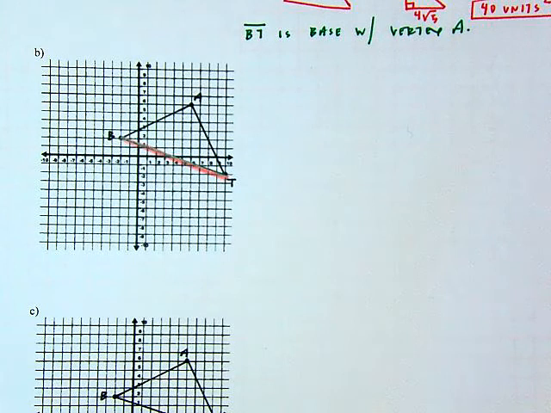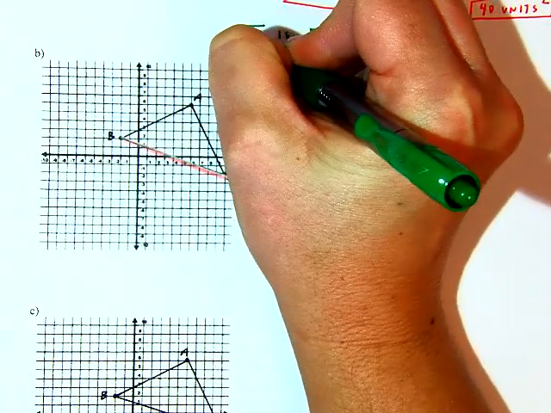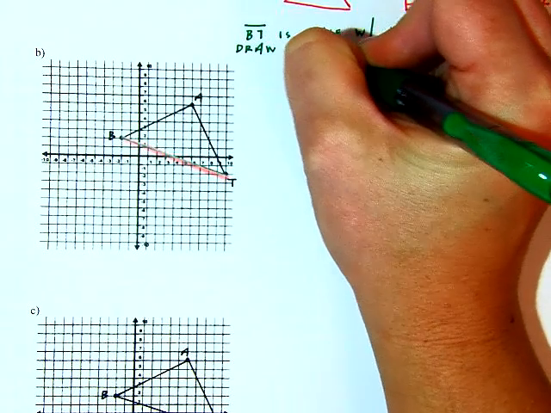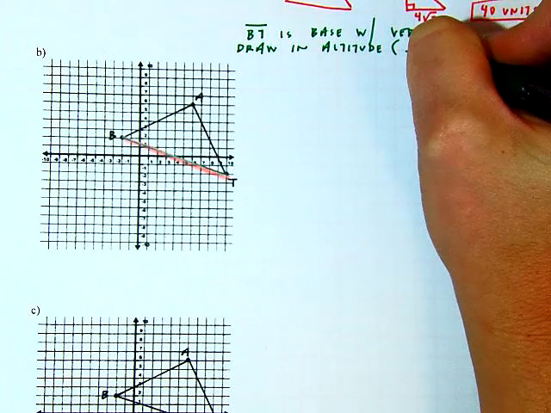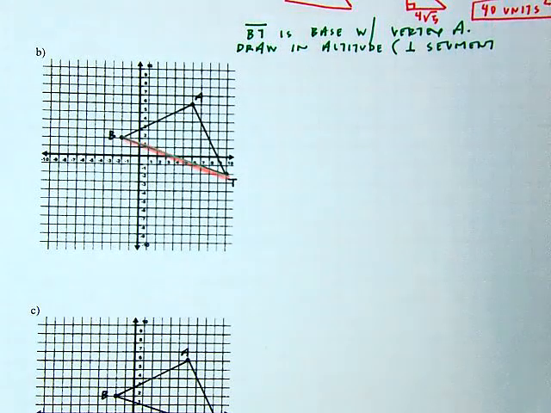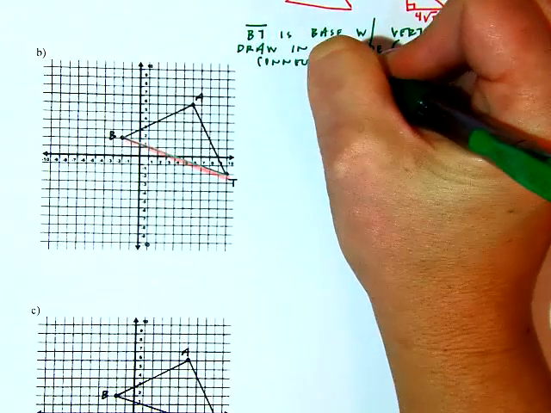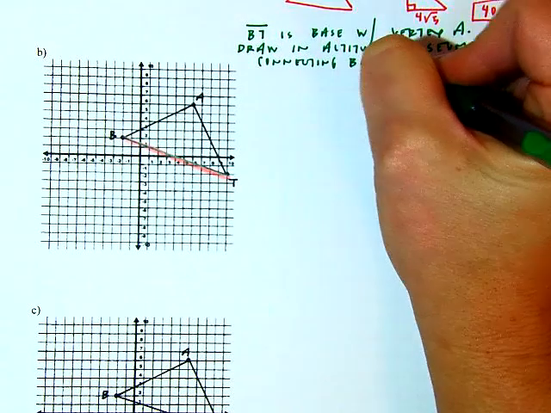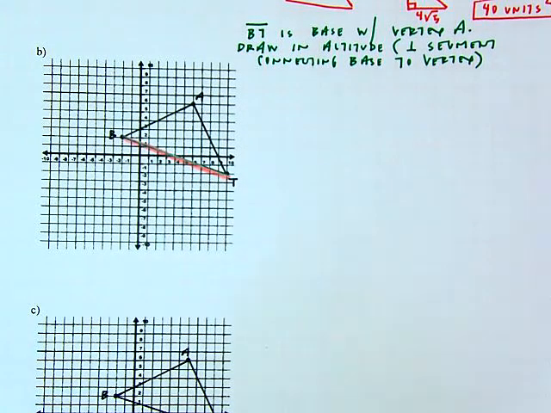Okay, so what I need to do then is figure out, well, where's my altitude? Because I need it to get to my height. So I'm going to draw in the altitude, which is the perpendicular segment connecting the base to the vertex. Okay, so I need to figure that out. And the length of the altitude, that is my height.